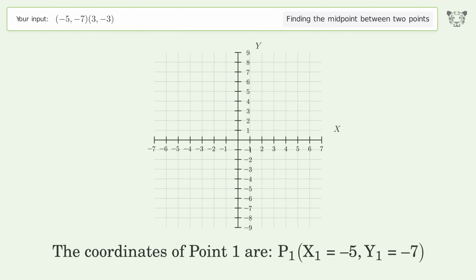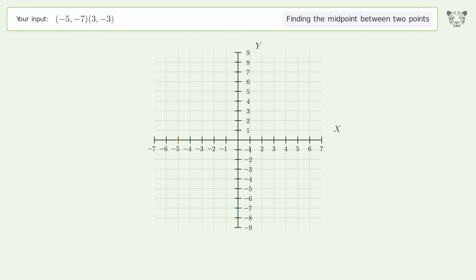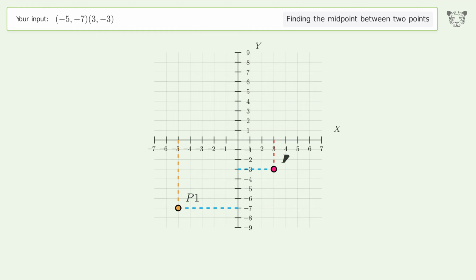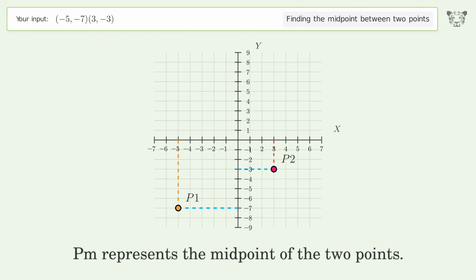The coordinates of point 1 are x1 equals -5, y1 equals -7. The coordinates of point 2 are x2 equals 3, y2 equals -3. PM represents the midpoint of the 2 points.